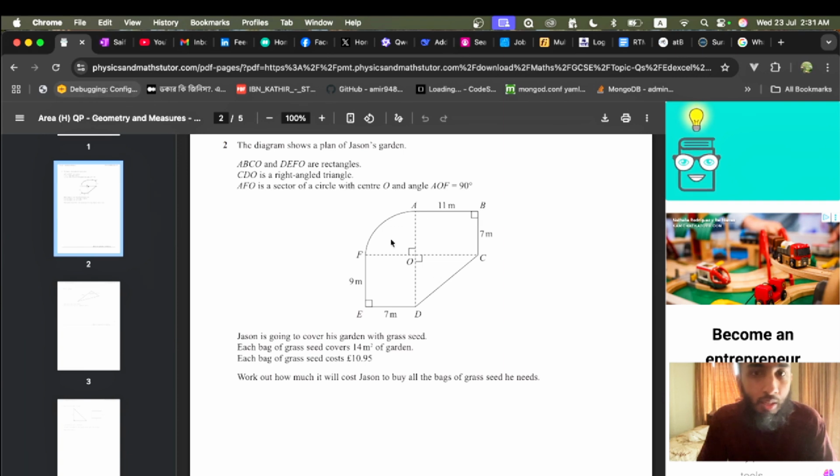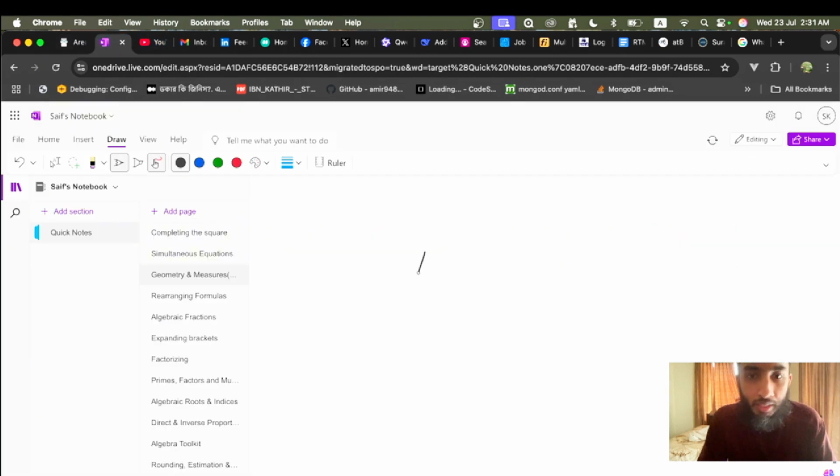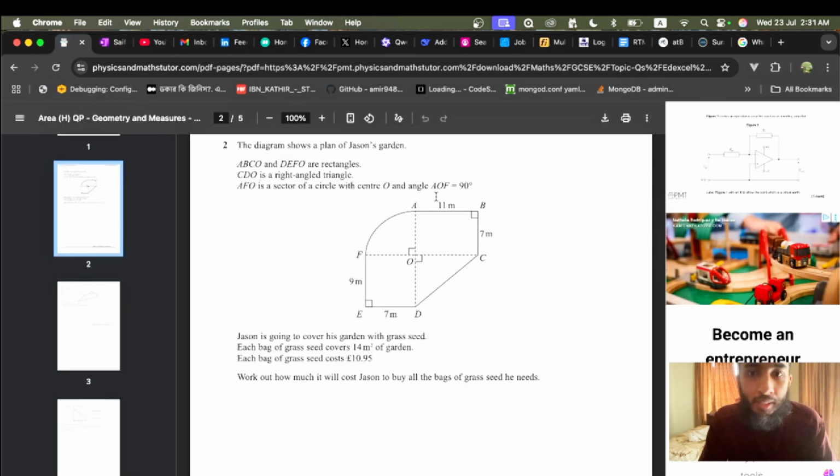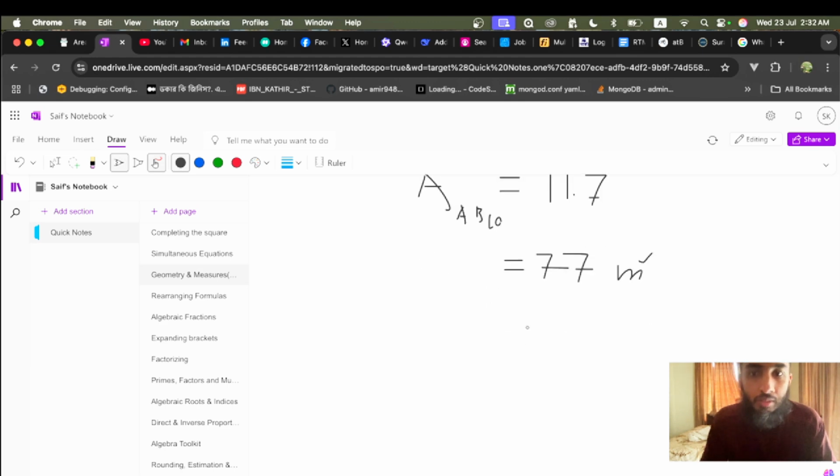What is the area of ABCO? We have the length and we have the width, so we can find the area. The area of ABCO is length multiplied by width. Length given, width given, so the area is length multiplied by width, which is 77 meter square, because they are meters, right?